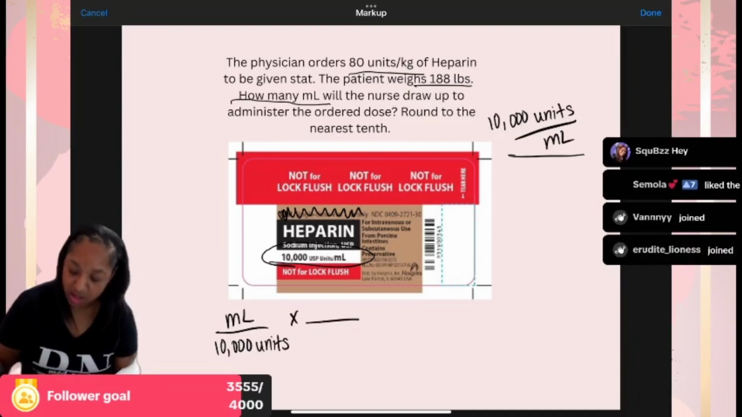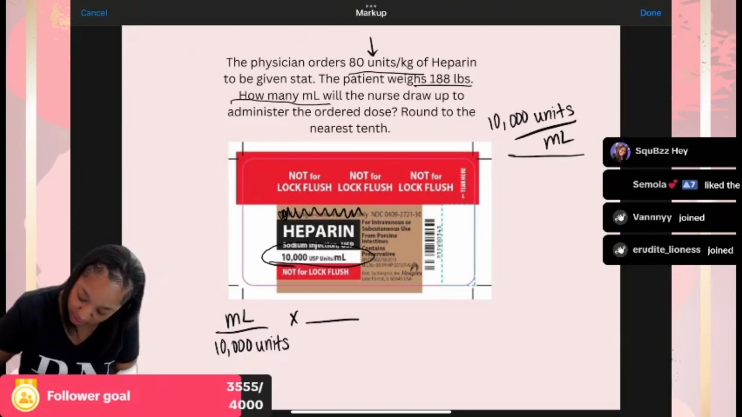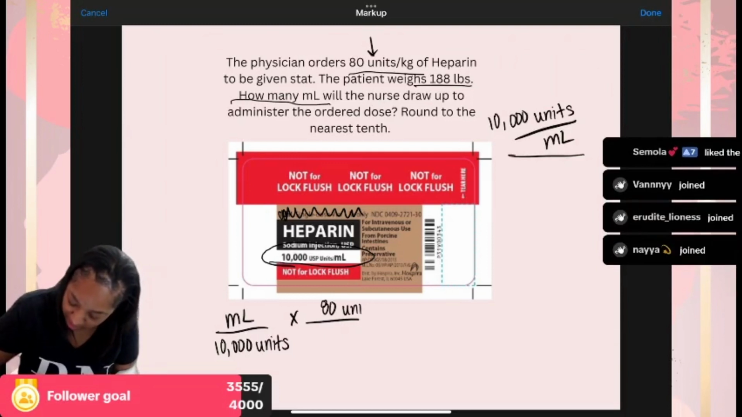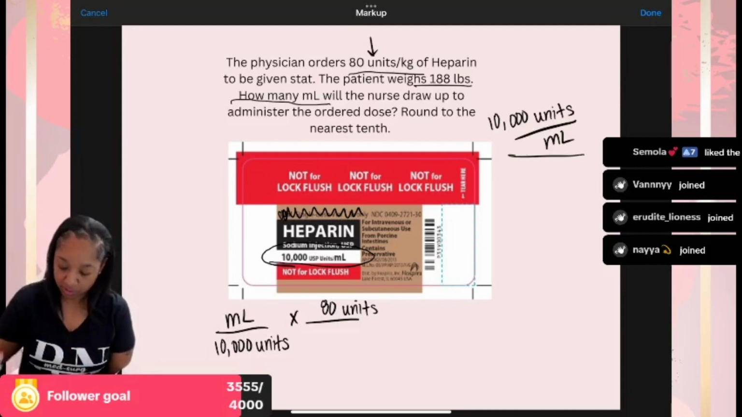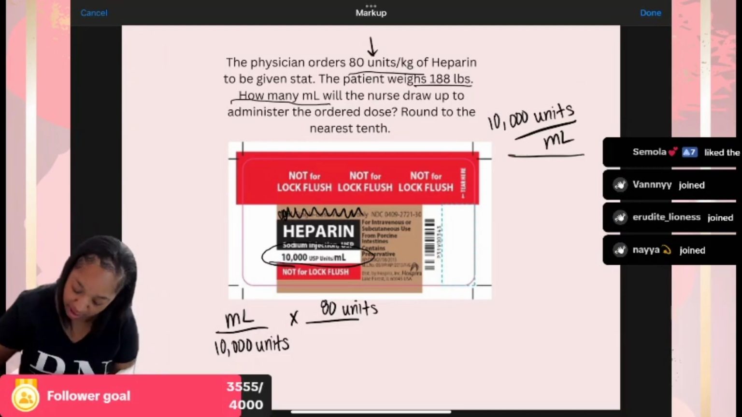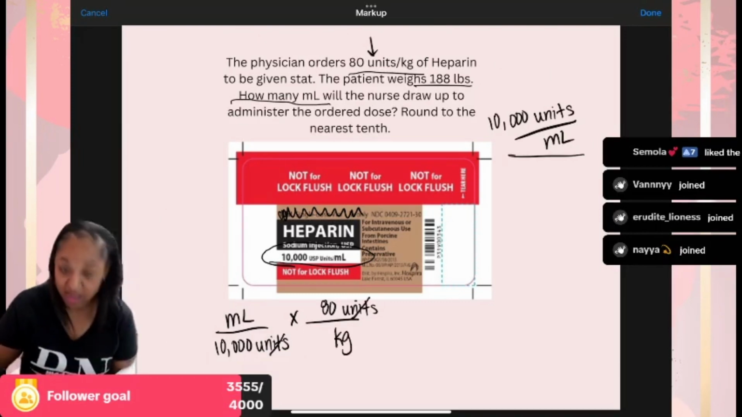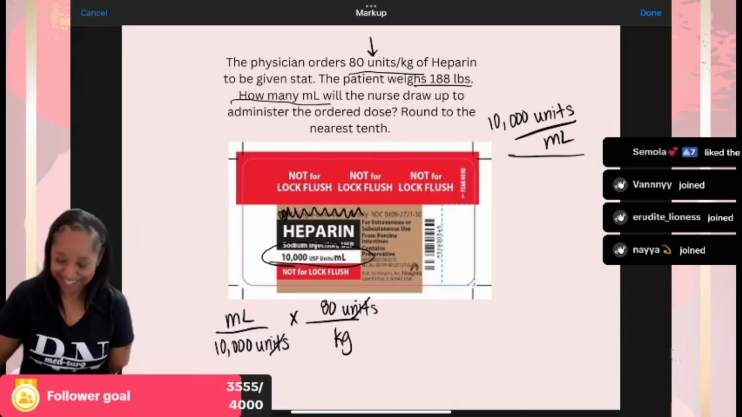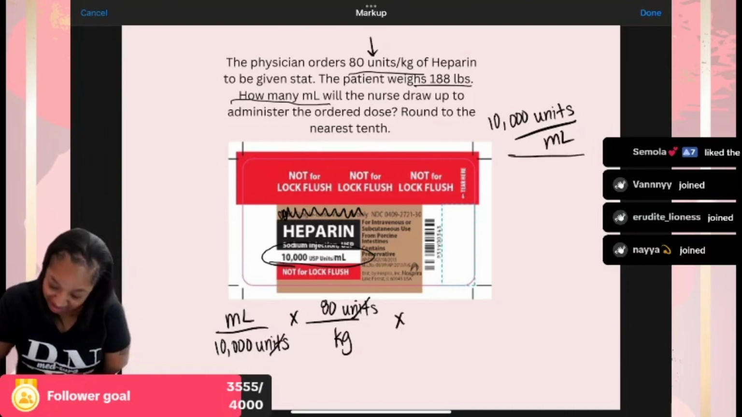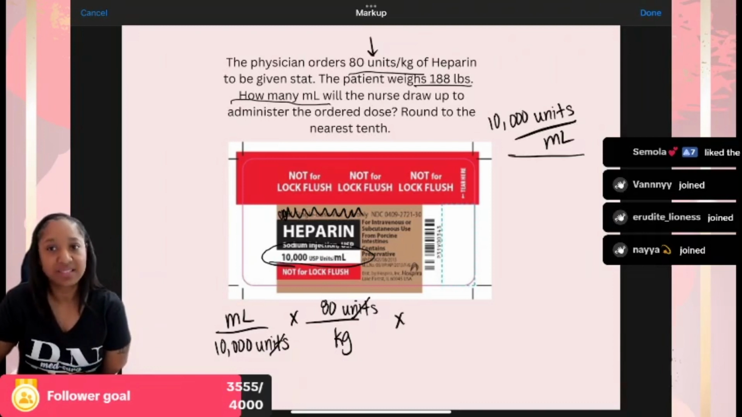The order calls for 80 units per kilogram. So I'm going to put 80 units on top, because what's on top has to go on the bottom so it can cross out, since we are looking for milliliters. That crosses out, and then 80 units per kilogram is also part of my order. Next we need kilograms, which is that last P, the patient. So that's the weight, right?